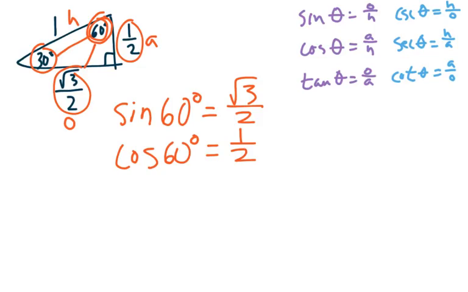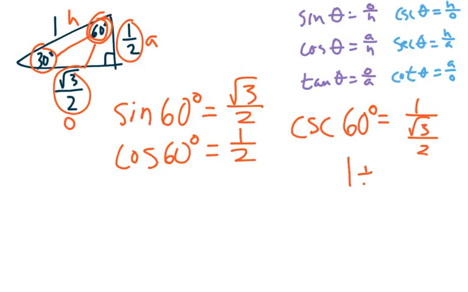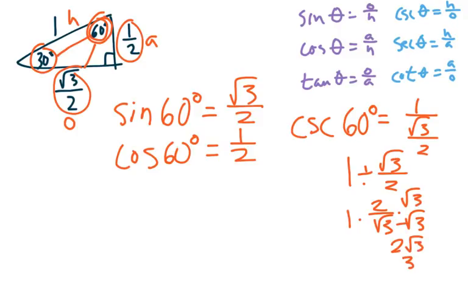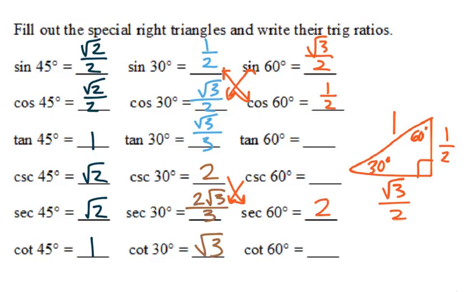Well, let's try it. Okay, cosecant of 60 degrees would be the hypotenuse over the opposite, 1 over square root of 3 over 2. 1 divided by square root of 3 over 2, so we make it 1 times 2 over square root of 3. So times by the square root of 3 over the square root of 3, that becomes 3. That stays 2 square roots of 3. Okay, if we get the reciprocal of this, it's 2 over 1. So yeah, 2 down here, 2 square roots of 3 over 3.